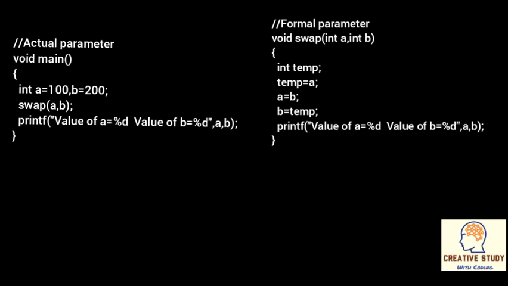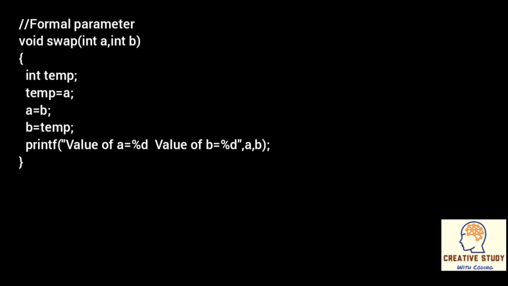In call by value, when values are passed from actual to formal parameters, values are stored locally to the function in a memory location. If we change the values, they are changed for the current function only. Now let's see how this code for swapping values works.